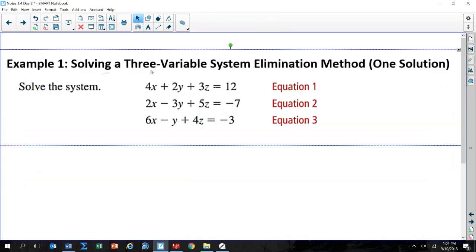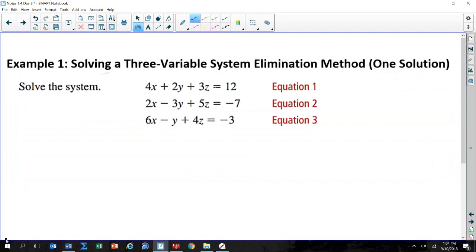Example 1. Okay, so see how we have 3 variables, 3 equations. Okay, so I'm going to call equation 1 my equation A. I'm going to call equation 2 my equation B. And I'm going to call equation 3 my equation C. So when you hear me say equation B, you'll know exactly which one I'm talking about.